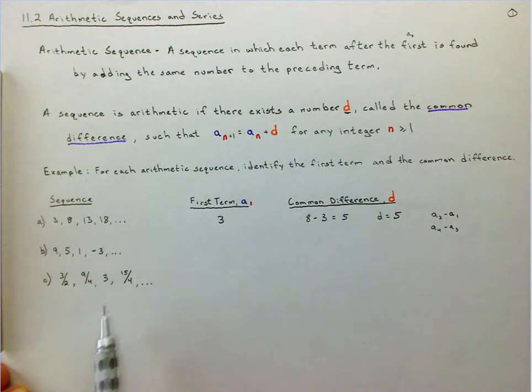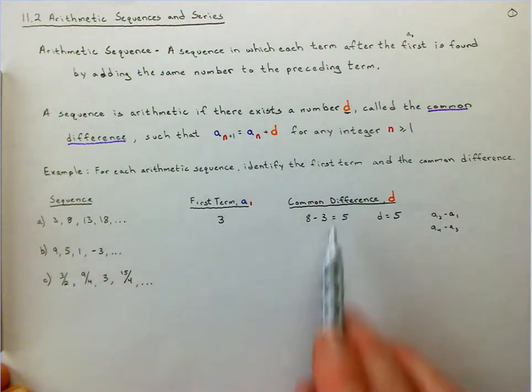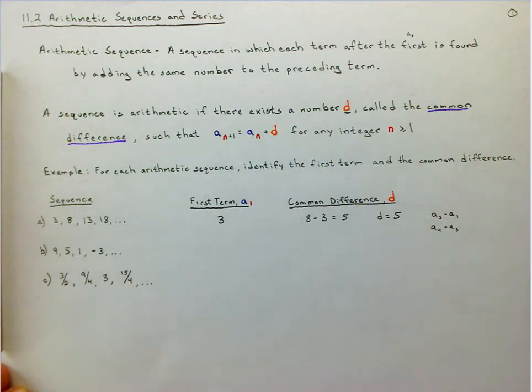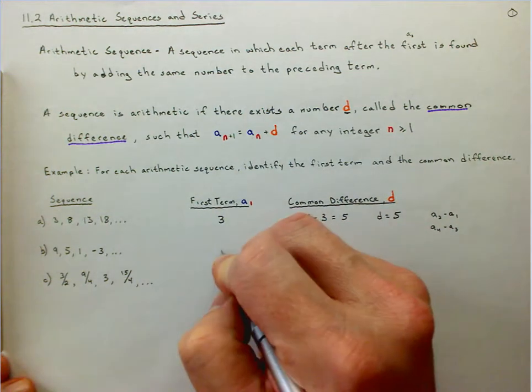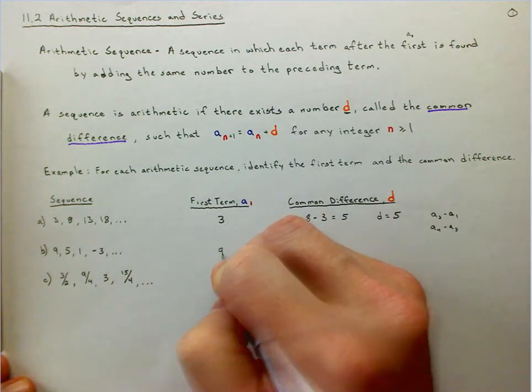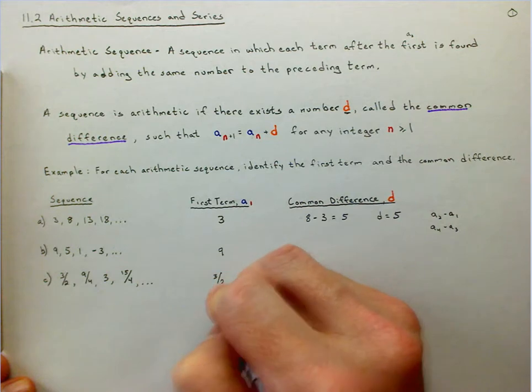What I'd like for you to do is determine the first term in b and c and the common difference in b and c. Let's see if we have the same answers. Alright, first term. I like these questions because I'm good at those. That's going to be a 9 and that's going to be a 3/2. I already write those down.